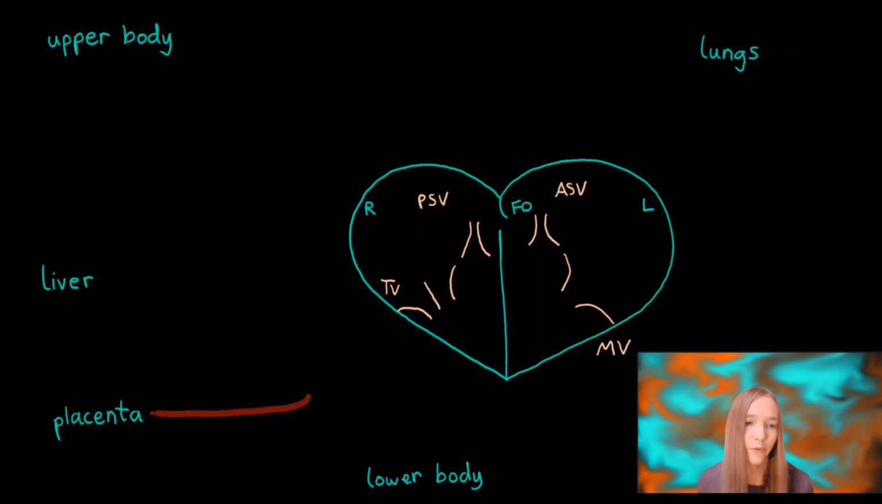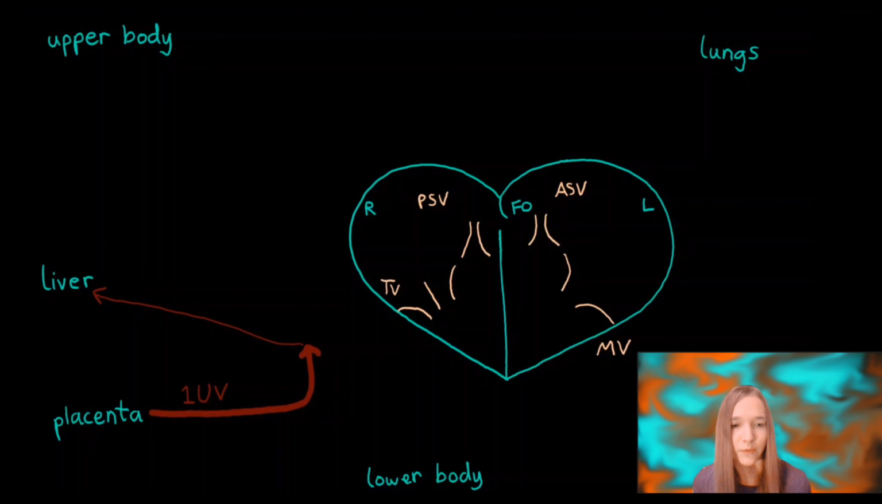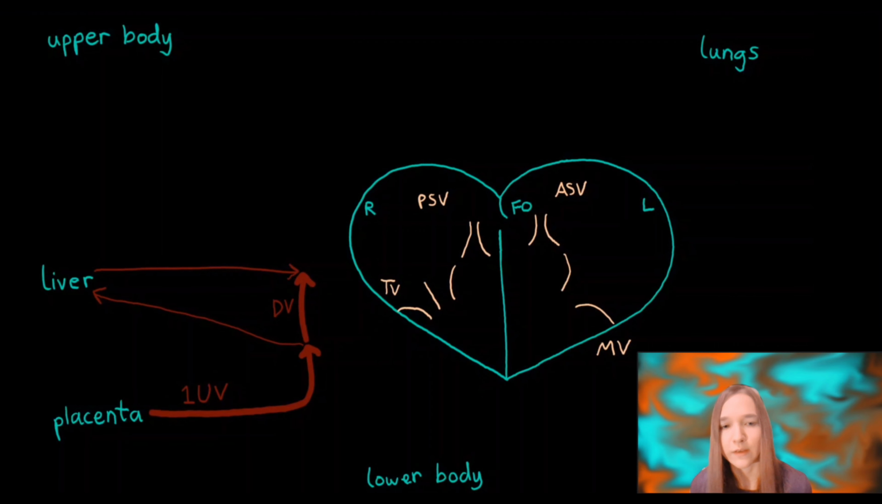I'll start blood flow coming from the placenta. We have the one umbilical vein, which will carry oxygenated blood from the placenta. After that point, some blood will go through the liver, but mom's liver is really doing most of the work. And so most of the blood will go through this important shunt known as the ductus venosus.